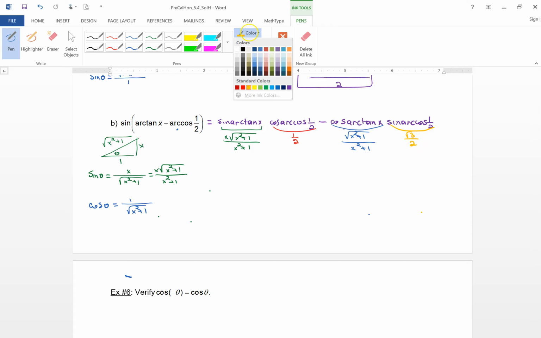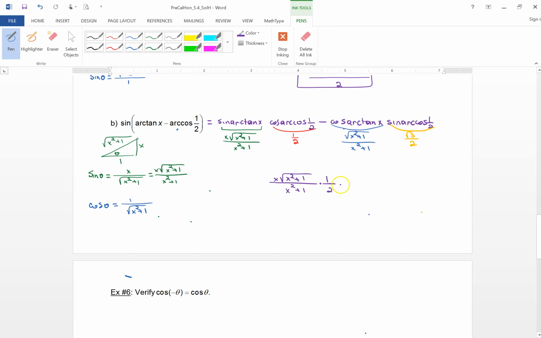Now, let's put them all together, and I get x times 1 over the square root of x squared plus 1 times 1/2 minus 1 over the square root of x squared plus 1 times 1/2 times root 3 over 2. Do you see how they both have the same denominator? Yeah. You combine them over the same denominator.